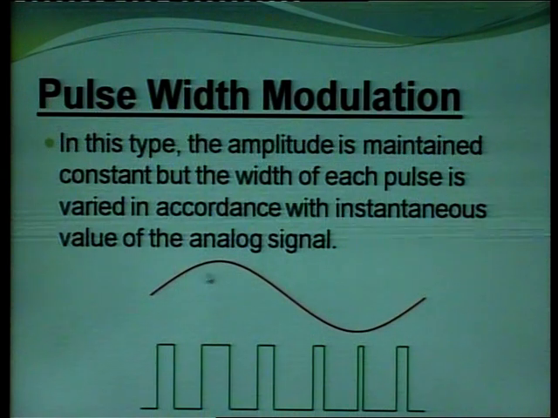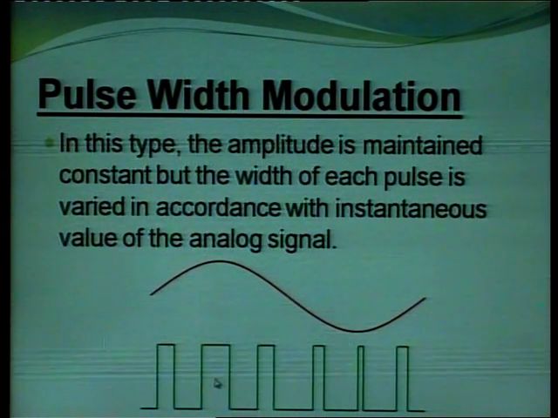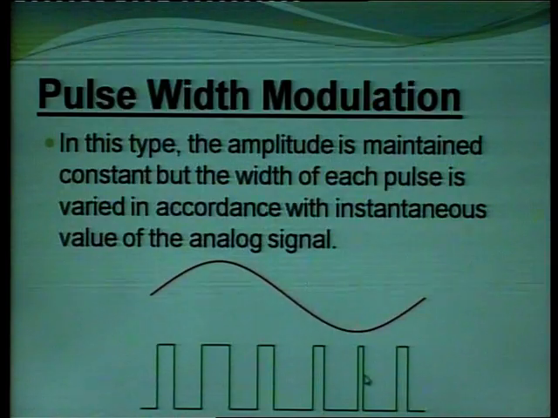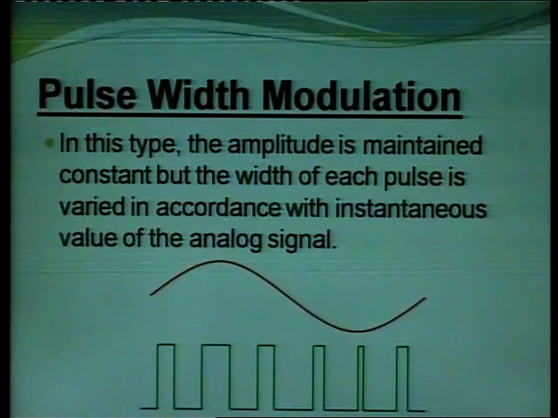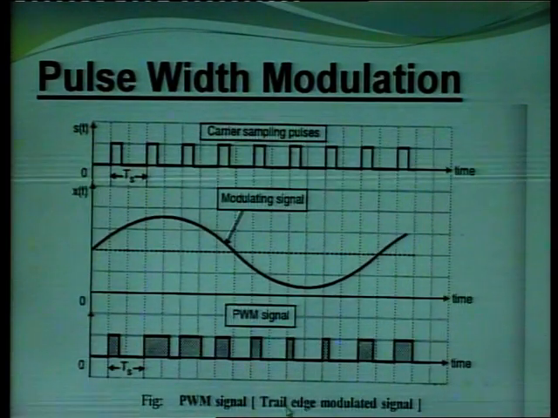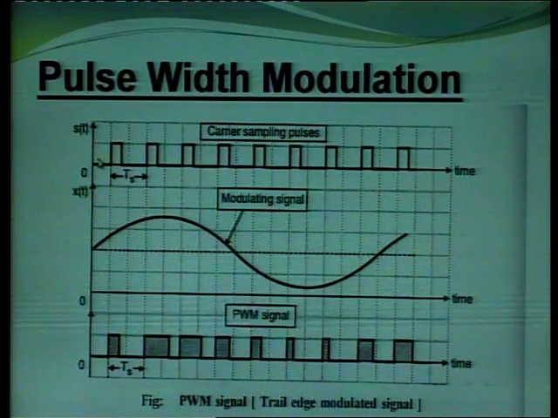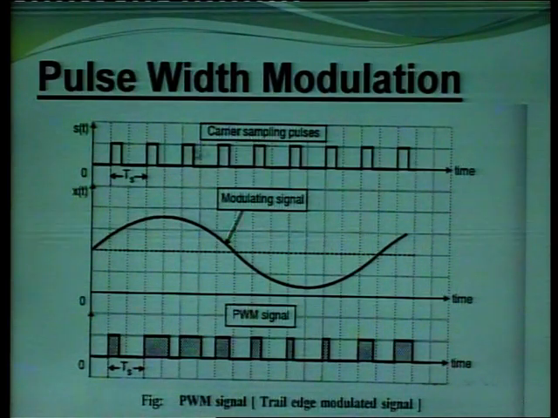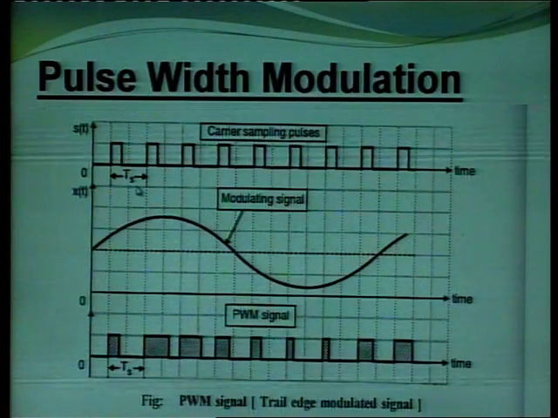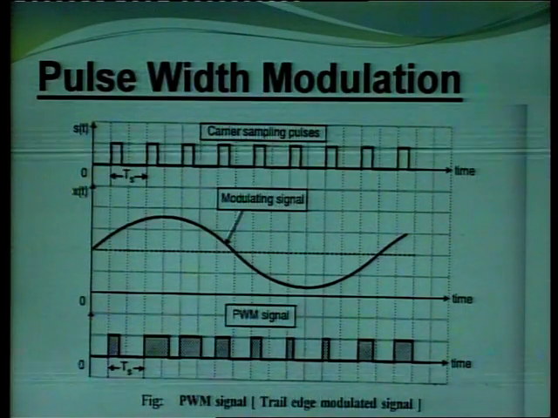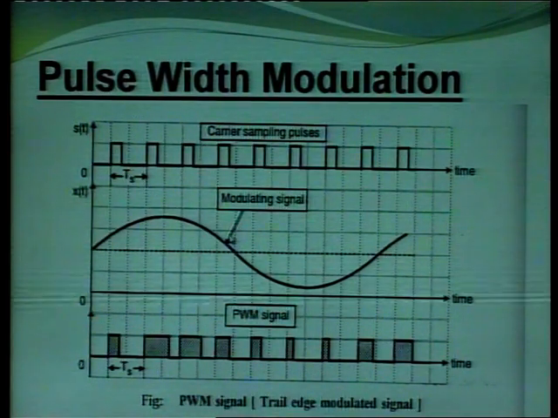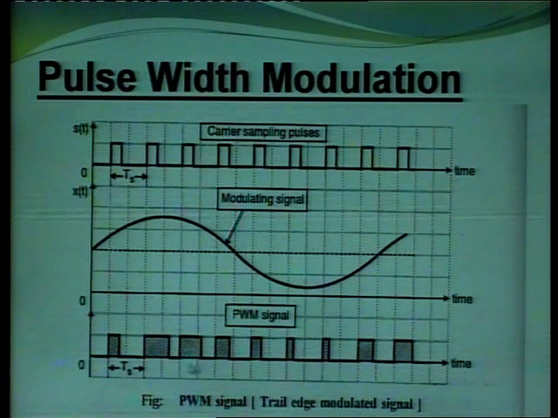Whenever the modulating signal is increasing, width is also increasing. Whenever the modulating signal is decreasing, width is also decreasing. So in this type of modulation, the width of pulses varies in accordance with the modulating signal. Here we show a carrier signal sampled at time interval Ts. Then in the second diagram, this is a modulating signal. So when we apply this to a PWM modulator, we get a PWM signal.